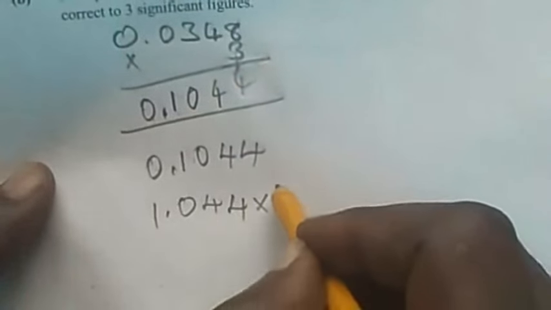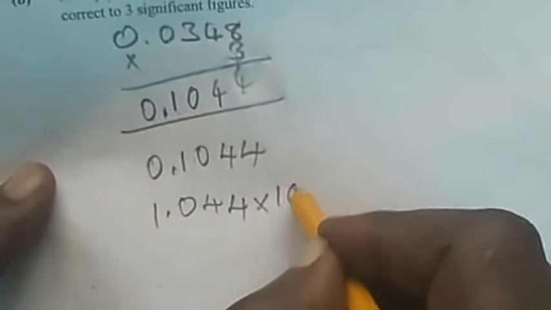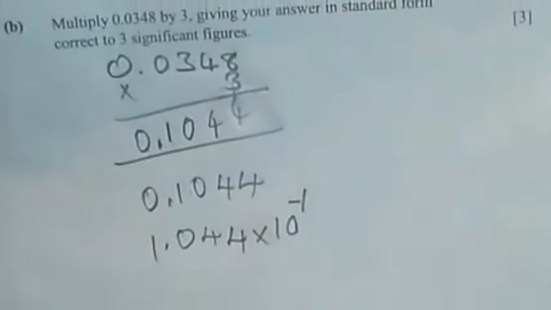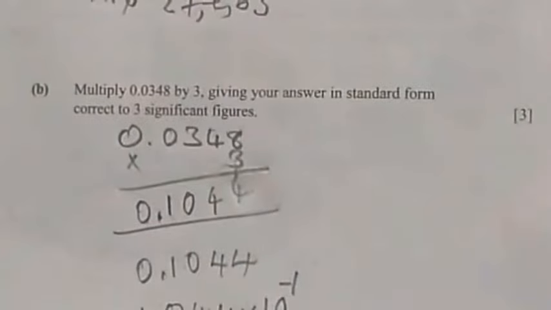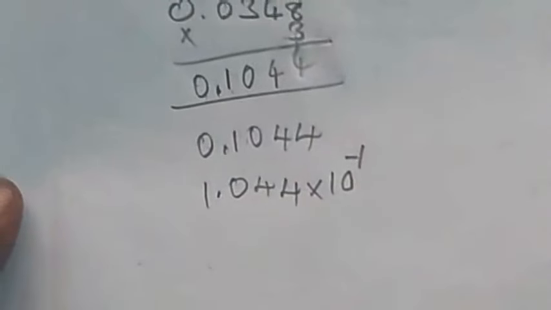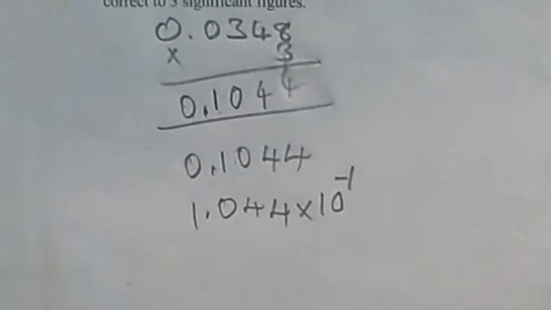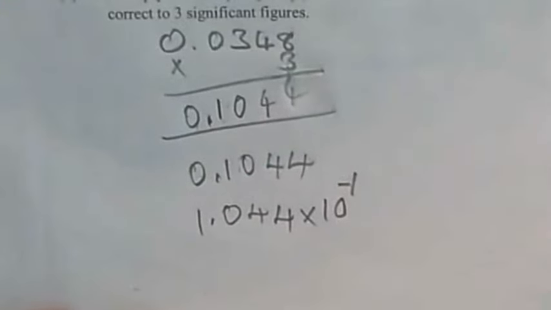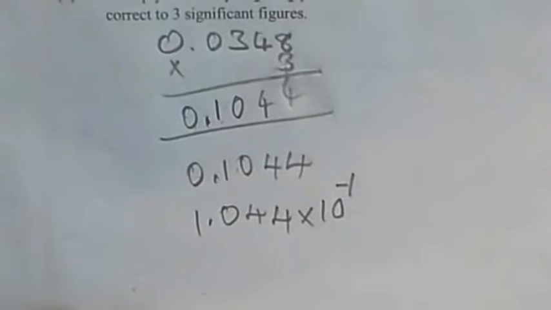1.044. Okay, it has moved. Then I'm going to multiply by 10 raised to the power of negative 1, because the point is moving to the right side. The power of 10 is going to be raised to a negative 1 because the point is moving to the right side. If it was moving to the left side, it would have been raised by a positive power. Now since it's going to the right side, it's going to be negative.